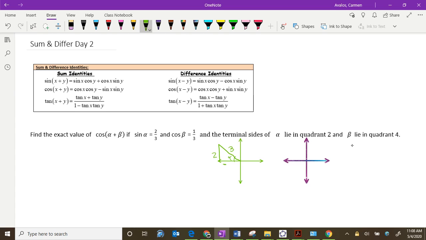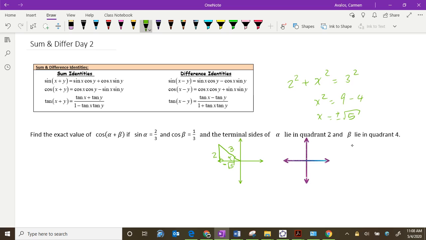So how do I find that? Well, I know that this is a right triangle. So we do 2 squared plus, and I'm just going to call that x squared, is equal to 3 squared. And so I get x squared is equal to 9 minus 4. So x is going to be plus or minus the square root of 5. But I know it's positive because it's the length, so it's going to be the positive square root of 5. But because it's in the negative quadrant, it's the negative square root of 5. Okay, so I know the right triangle for that.